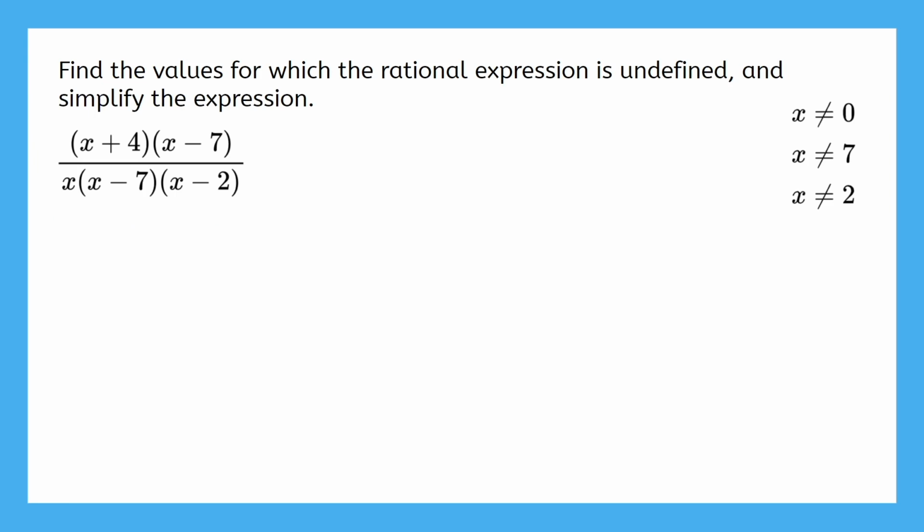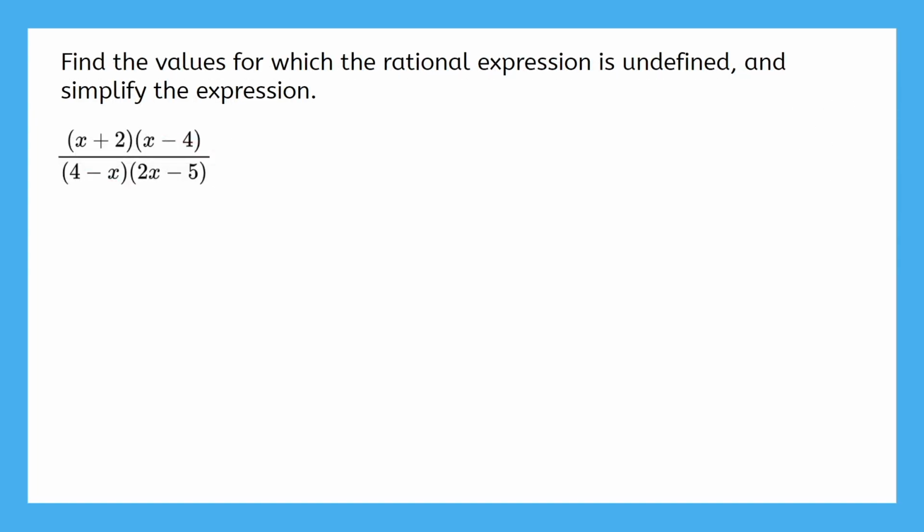Now let's move on to simplifying the expression. There have to be common factors in the numerator and the denominator in order to simplify it. We see x minus 7 in both the numerator and the denominator, so those 2 factors cancel each other out. Now we have our simplified expression.